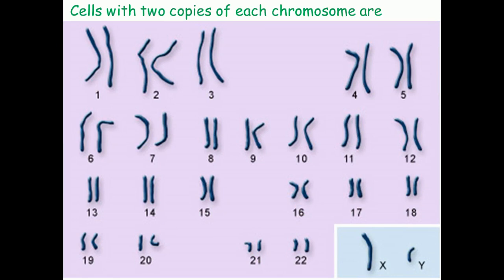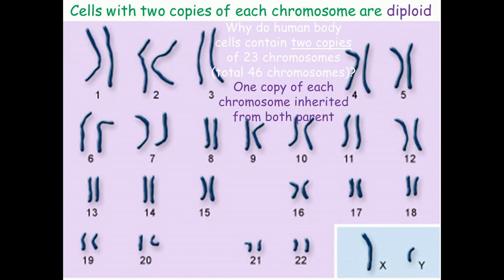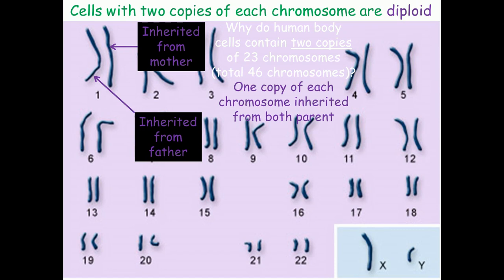Cells with two copies of each chromosome are called diploid cells. Human body cells contain two copies of 23 chromosomes, or a total of 46 chromosomes. The reason they contain two copies is because one copy of each chromosome was inherited from each parent. For instance, for chromosome 1, one copy would have been inherited from the mother and the other copy inherited from the father. This is why there are two copies of chromosome 1. This is the same for every other chromosome, where one copy is inherited from the mother and the other copy is inherited from the father. And because there are two copies, that means the cell is diploid.